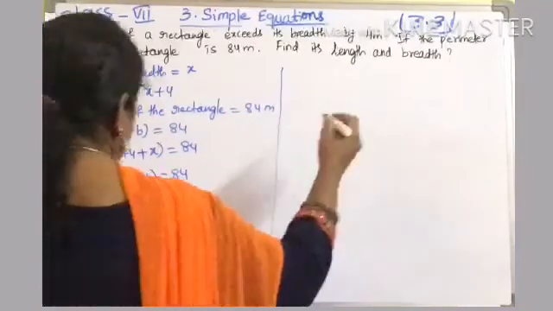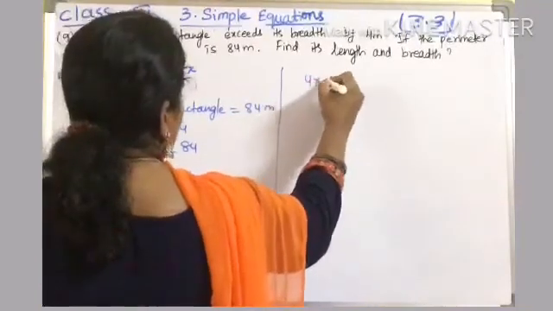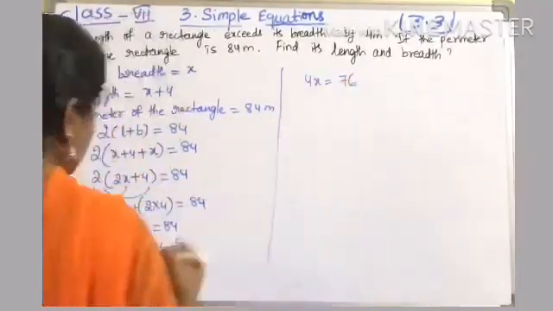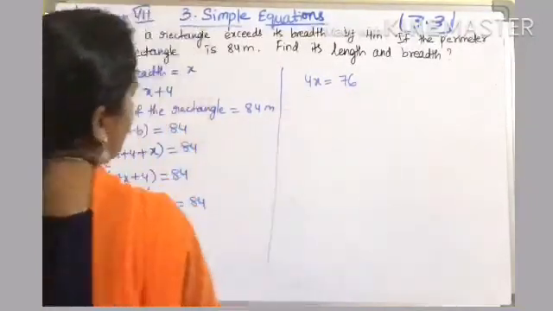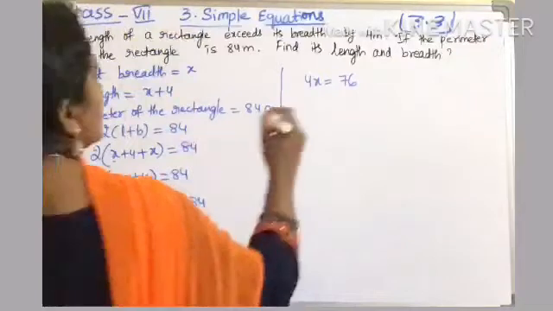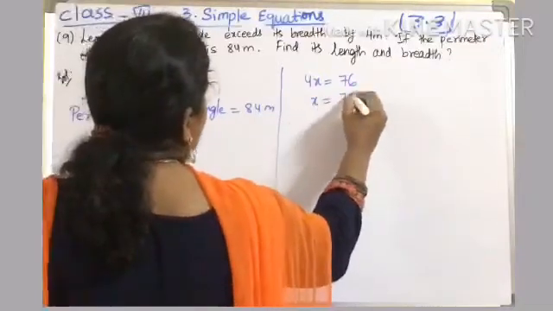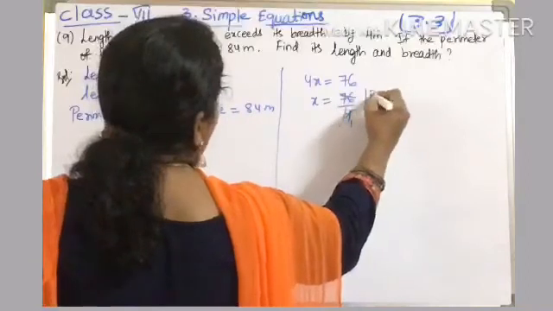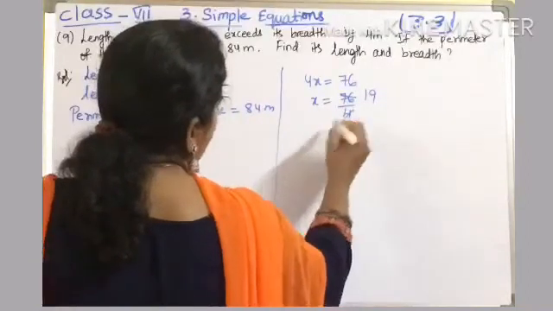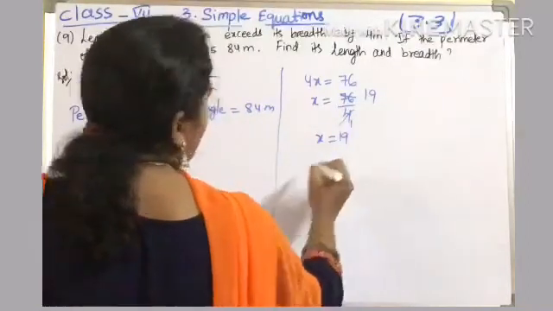Sorry, 76. So 4x equal to 76, right? Next, 4x is nothing but 4 into x. So x is nothing but 76 by 4. When you do cancellation, 4 1s are 4, 4 9s are 36. So x equal to 19, you got.